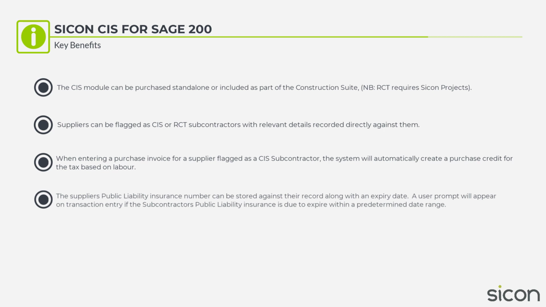The supplier's public liability insurance number can be stored against their record along with an expiry date. A user prompt will appear on transaction entry if the subcontractor's public liability insurance is due to expire within a predetermined date range. Sicon CIS, Sage 200, is compliant with the March 2021 reverse charge VAT changes.